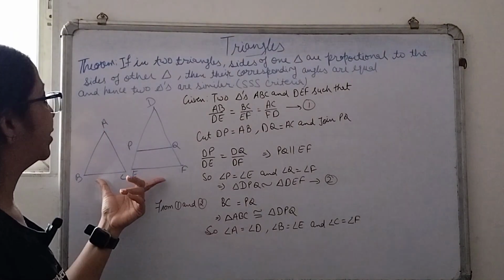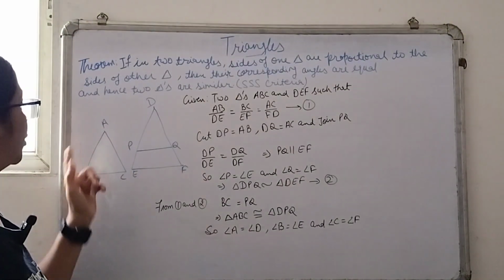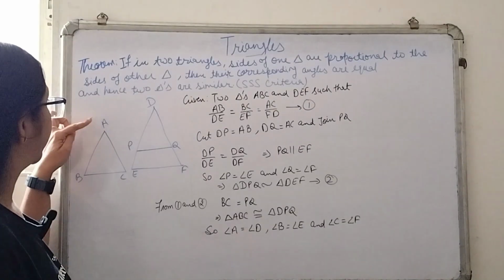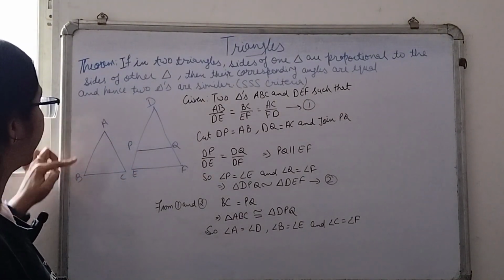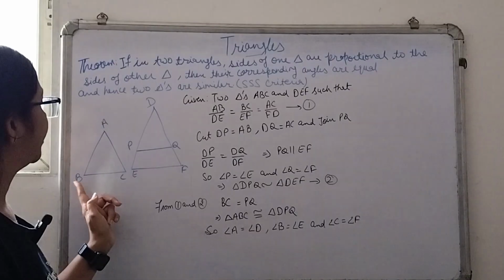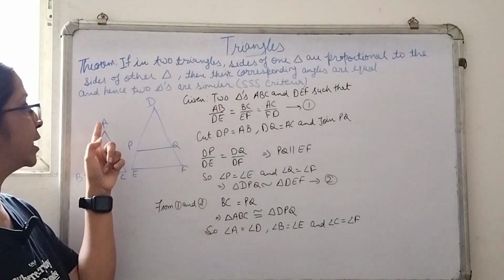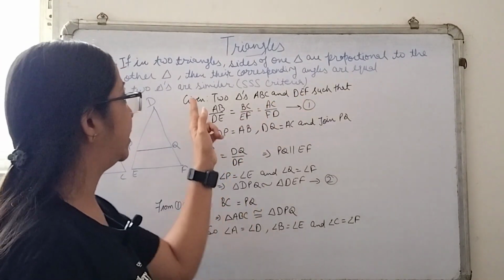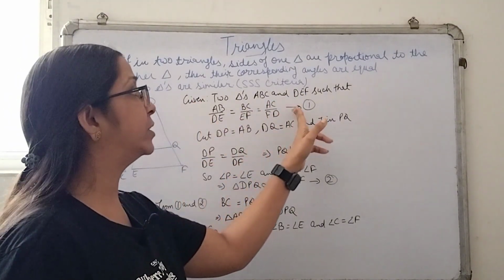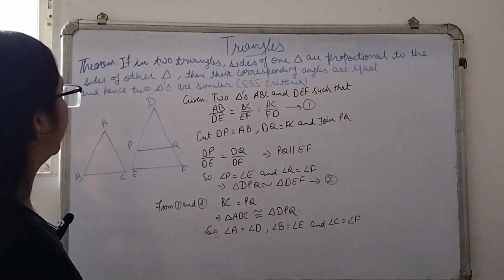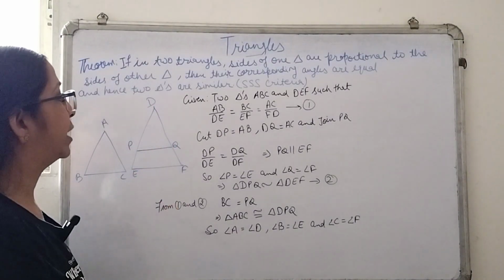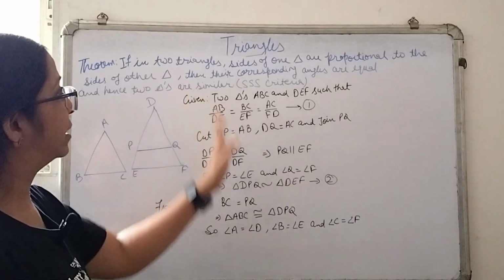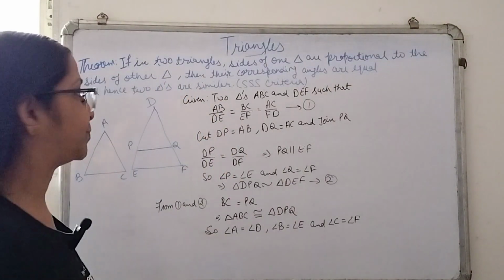That means if we have taken two triangles, ABC and DEF, such that the ratio of their sides are equal, that means AB over DE is equivalent to BC over EF is equivalent to AC over DF. We have taken two triangles such that this ratio of their sides is given equal. Then what will be happening? We will be proving how these two triangles will be similar. How we can say that their angles will even be equal.